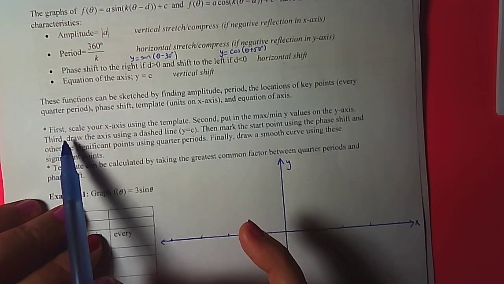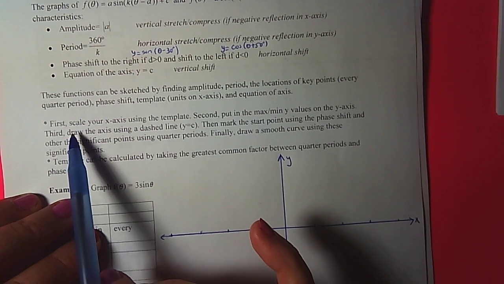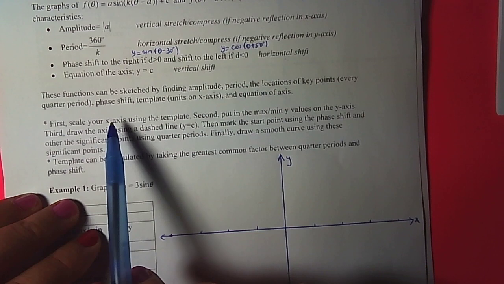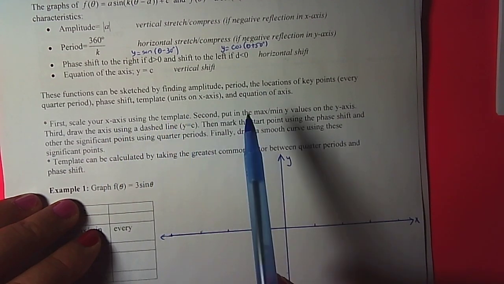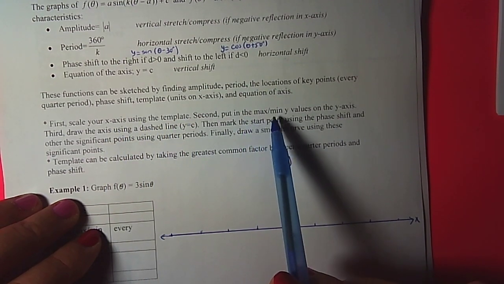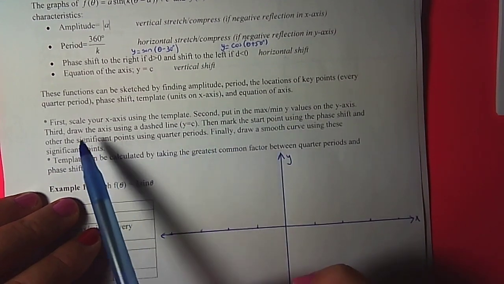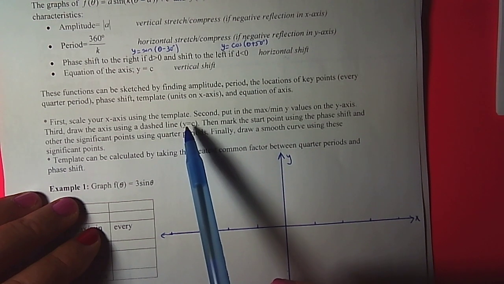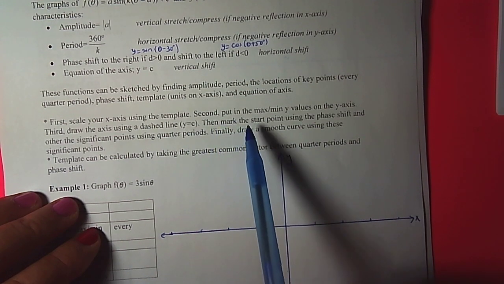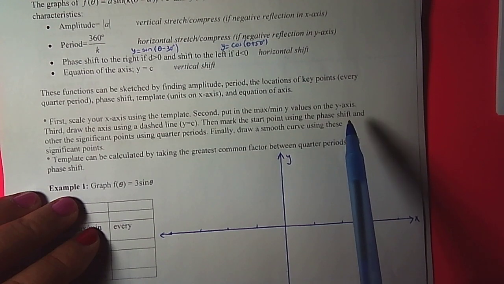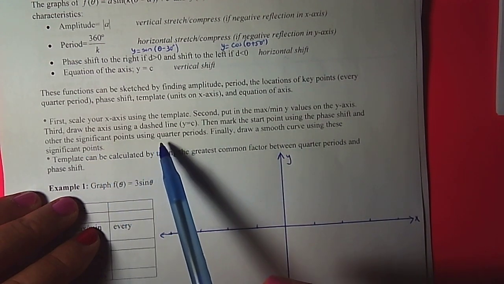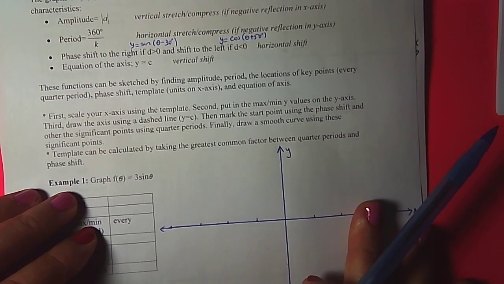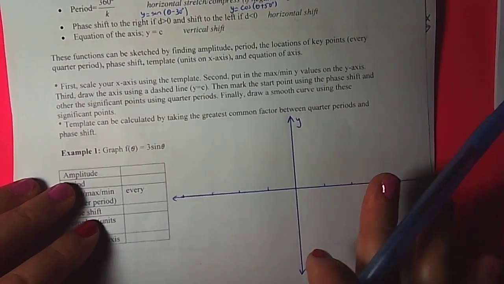So here are the steps when sketching transformations of sine and cosine functions. First, we are going to scale our x-axis using the template. Second, put the maximum and minimum y values on the y-axis. Third, draw the axis using a dashed line, which is y equals c. Then mark the start point using the phase shift and other significant points using quarter periods. Finally, draw a smooth curve using these significant points or key points.